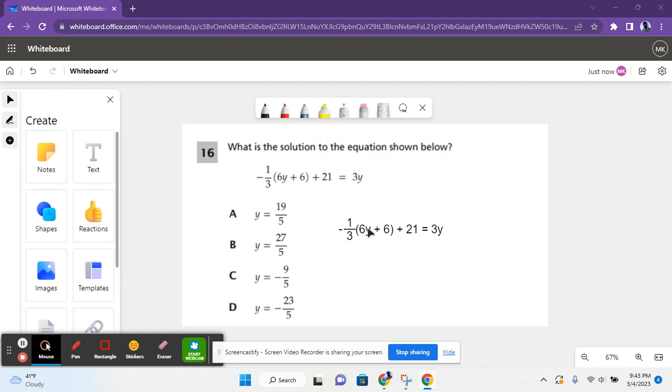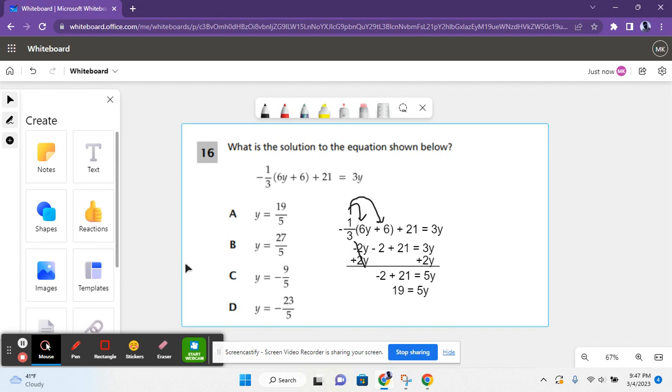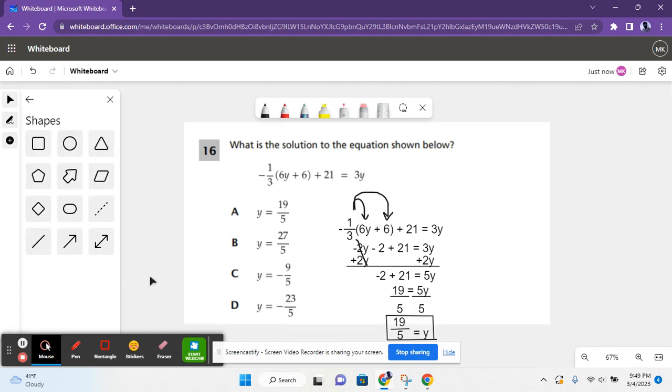So first you have to use the distributive property and distribute negative 1/3 to 6y and 6. Now I have to add 2y to both sides of the equation, so that way it cancels out the negative 2y. Now you add negative 2 plus 21. Now you have to isolate the y by dividing both sides by 5. That makes our answer y equals 19 over 5, which is answer choice A. Let's move on to the next problem.